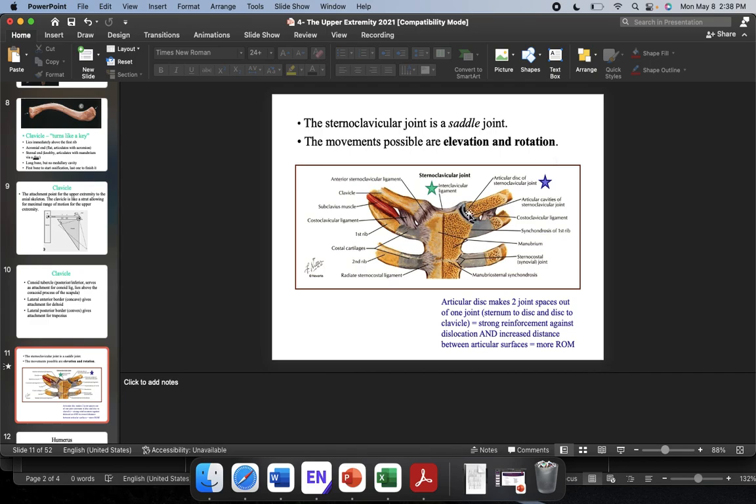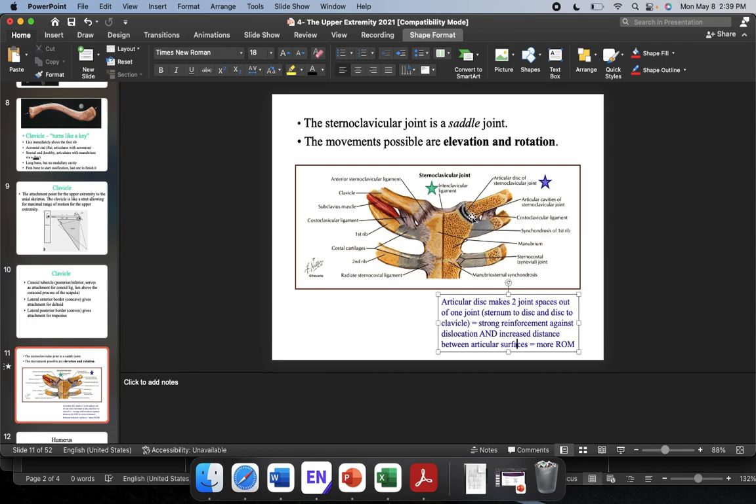This disc, because we have two incongruent surfaces of the saddle joint with the clavicle meeting the sternum here, allows for maximal congruence. It's a strong reinforcement and increases the distance between the articular surfaces for more range of motion.